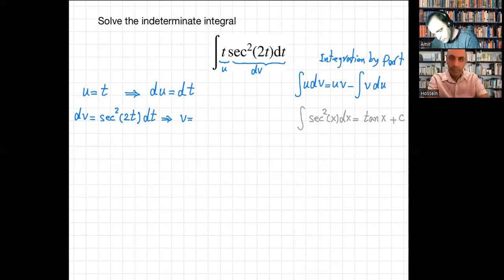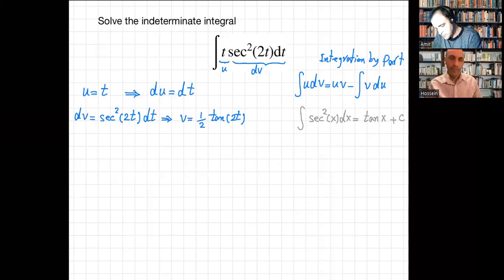So it's going to be 1/2 of tangent of x. I don't write c for now. Instead of x, you should write 2t, because our variable here is not x, it's t. 2 times t. So perhaps it's better when you want to have an aside function, you don't change the variable. You just be consistent.